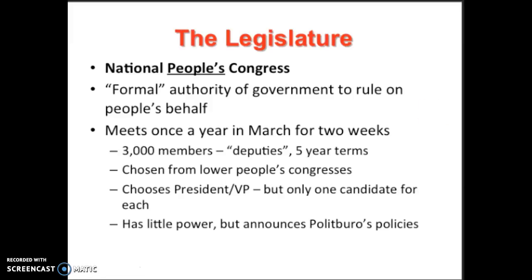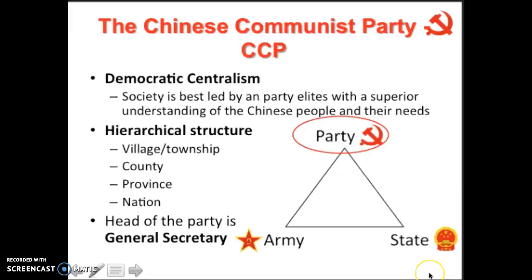But again, going back, the people of China, it's kind of what their political culture is all about, because it is democratic centralism, this idea that the party elites know what's best.